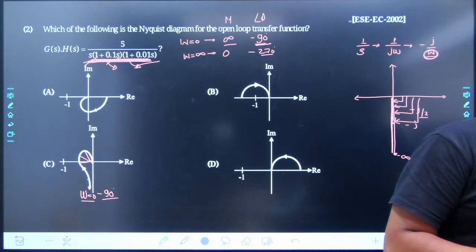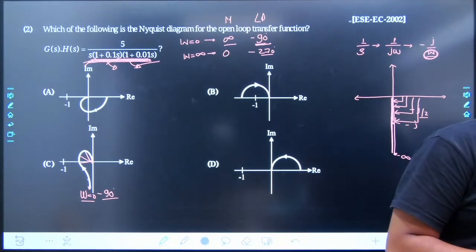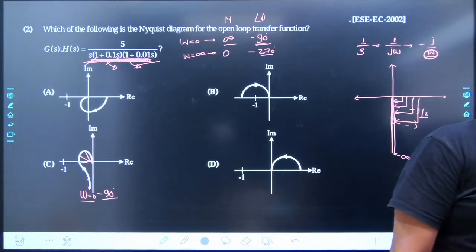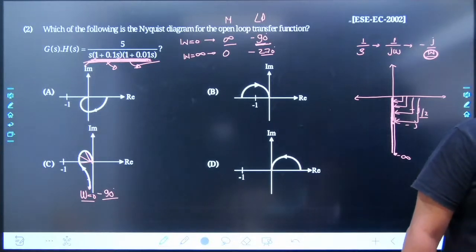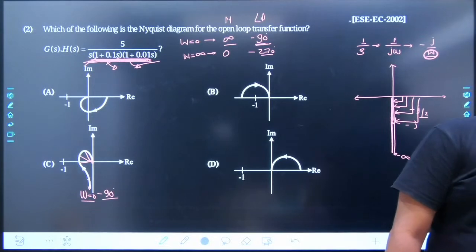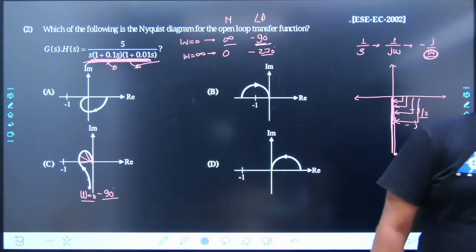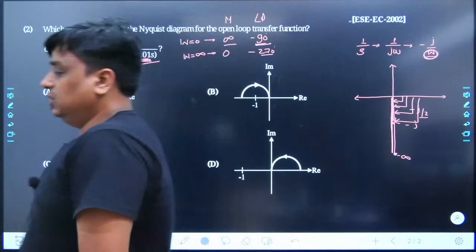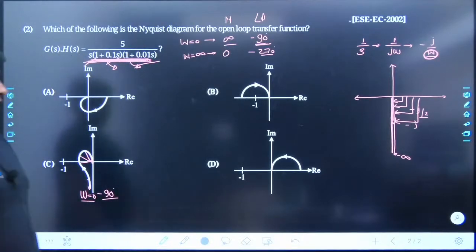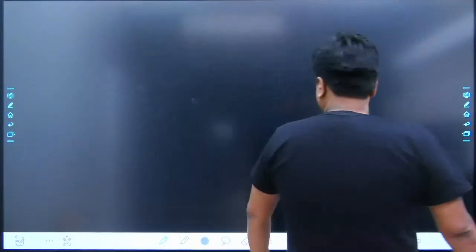Sir, when we add a 0 to the transfer function, I could not exactly understand what you want to say over here. Agreed now? So till this point, probably each and everything must be clear to all of us. Let me take the next question.